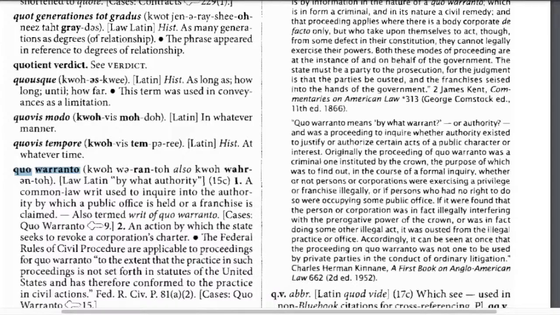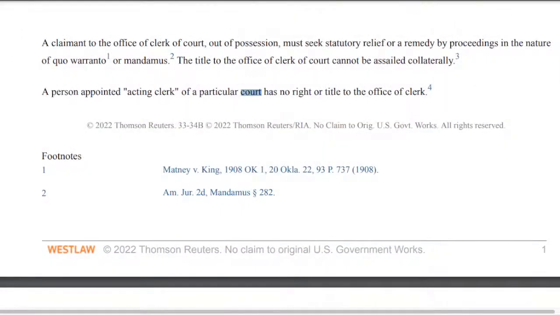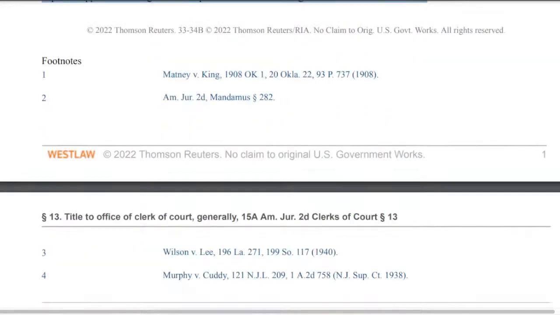All right, let's get back. So, a person appointed acting clerk of a particular court has no right or title to the office of clerk. That's number 4. That's New Jersey.